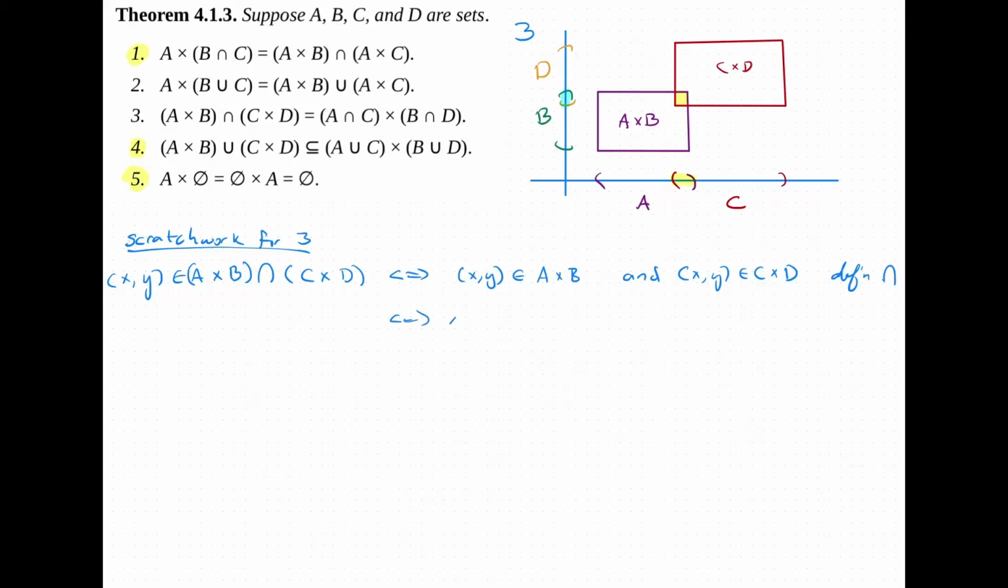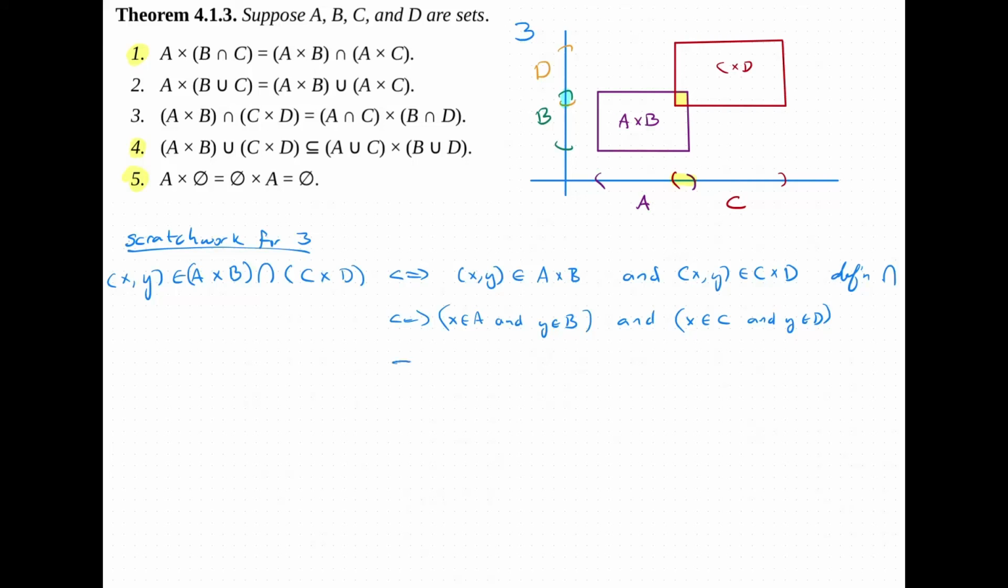Then if we apply the definition of what it means to be in a Cartesian product, we have x is in A and y is in B and x is in C and y is in D. But we have and statements, and we know from chapter 1, statements with and are commutative and associative, so we can move things around.